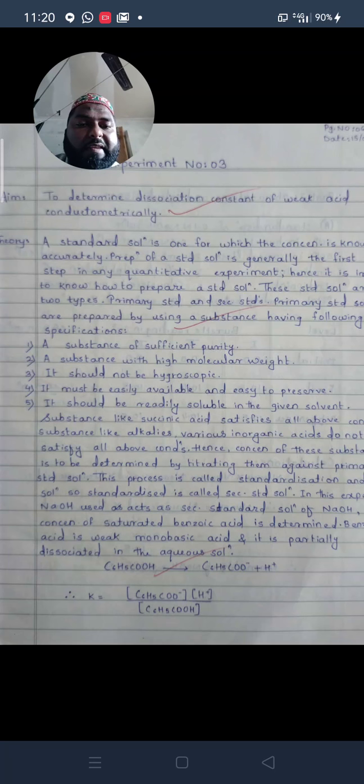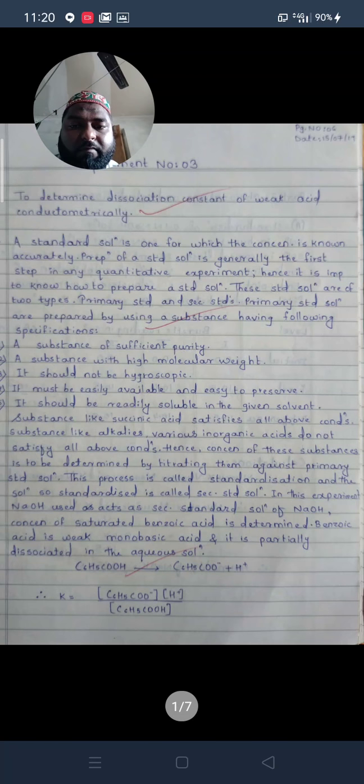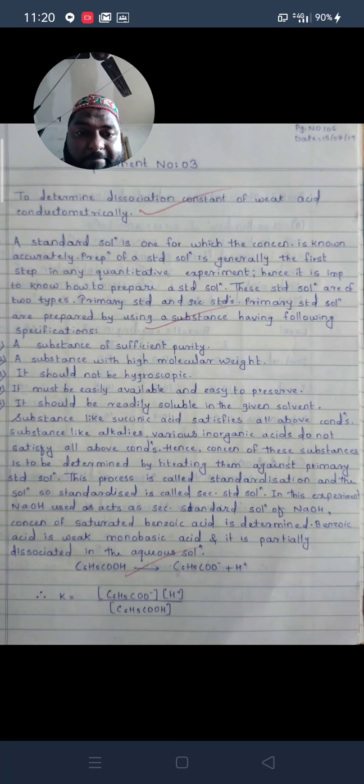A substance like succinic acid satisfies all the above conditions. That's why we generally use succinic acid as a primary standard. Substances like alkalis and various inorganic acids do not satisfy all the above conditions. Hence, the concentration of such a substance is to be determined by titrating it against the primary standard solution. This process is called standardization, and the solution so standardized is called a secondary standard solution.